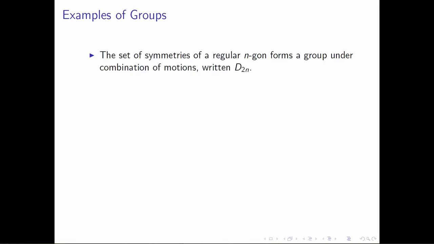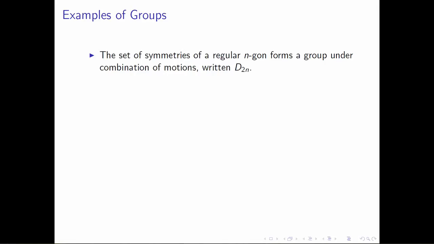Now, this more advanced example of a group is, a square is just an example of a regular four-gon. So if you move up from a regular four-gon to a regular five-gon, six-gon, etc., whatever you like, the set of symmetries of a regular n-gon, let's say where n is greater than or equal to 3, so we're talking about triangles and larger, this will form a group under the combination of motions. And the notation that I use for this is D sub 2n. So for example, I refer to the set of symmetries of a square by D8.